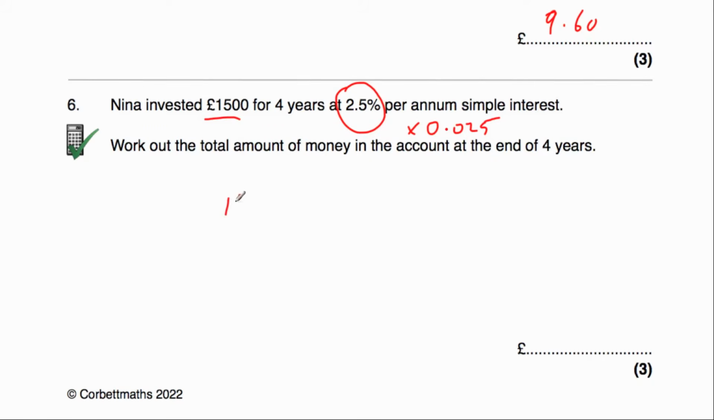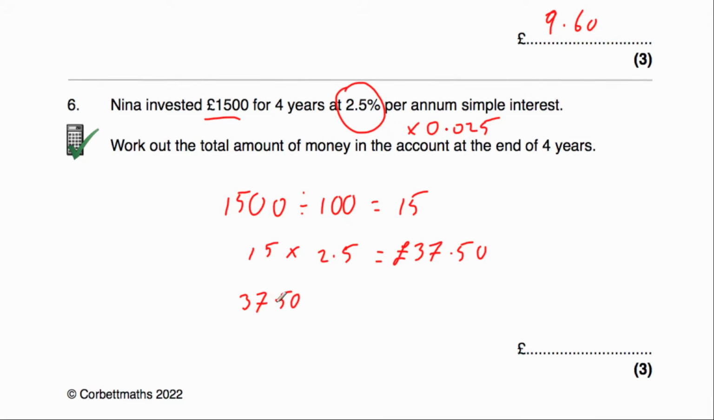So I'm going to take my 1,500 and I'm going to divide it by 100 to get 1%. So 1,500 divided by 100 is equal to 15, that's 1%, and we want 2.5%. So I'm going to do 15 multiplied by 2.5, and that's equal to £37.50. Okay, so that's how much money is earned every single year, and the money's been invested for 4 years. So we're going to do £37.50 multiplied by 4, and that would be £150.